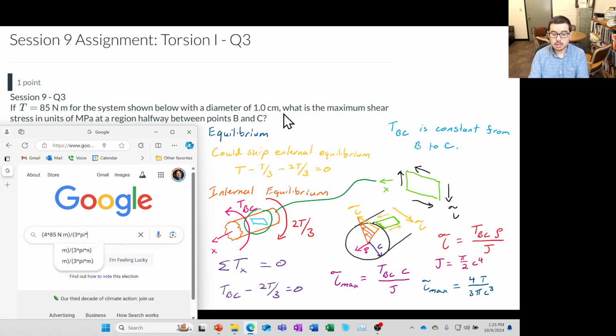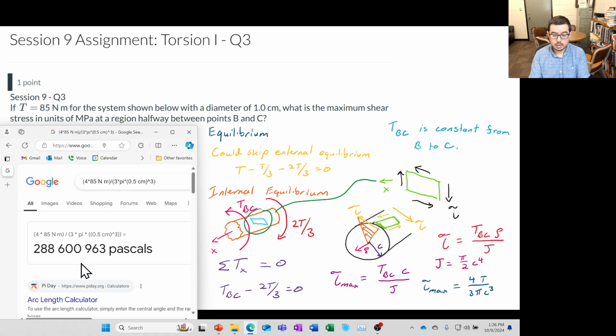So what is c? C is the radius. Please note that we have a diameter of 1 centimeter, so this is going to be half of that, and we're going to do it to the third power. Another common mistake is to see, oh, we've got a c, and forget the c in the numerator. That knocked out one of the c's in the denominator. So let's see what we get.